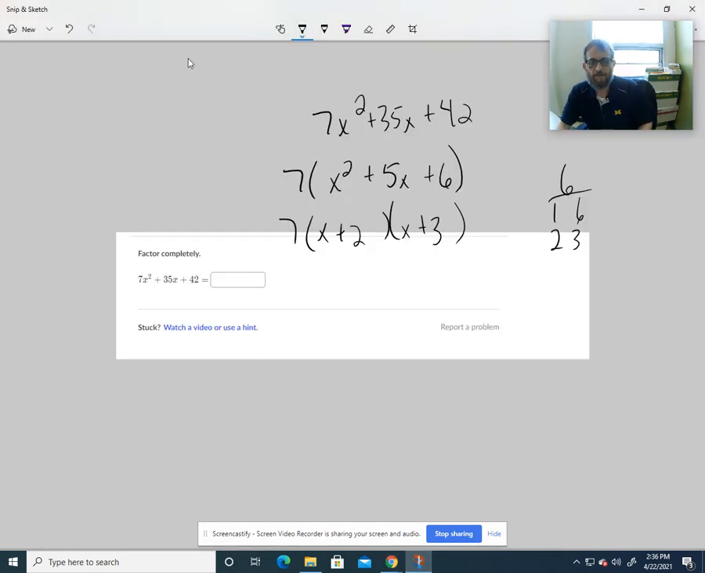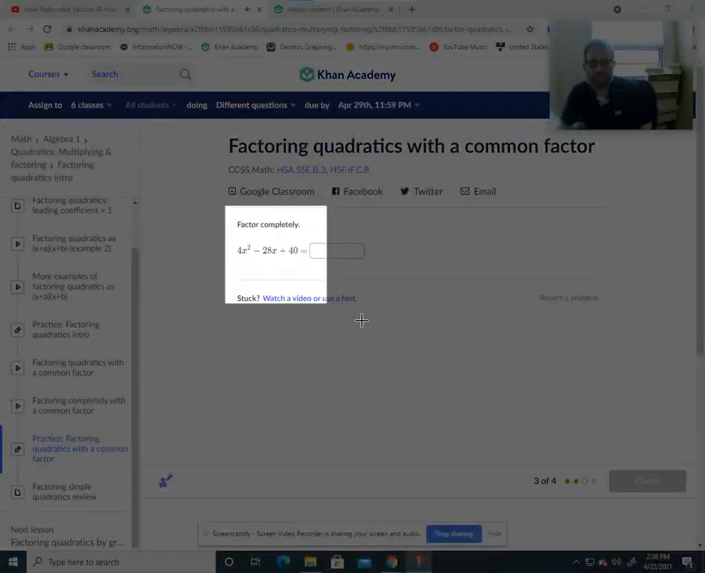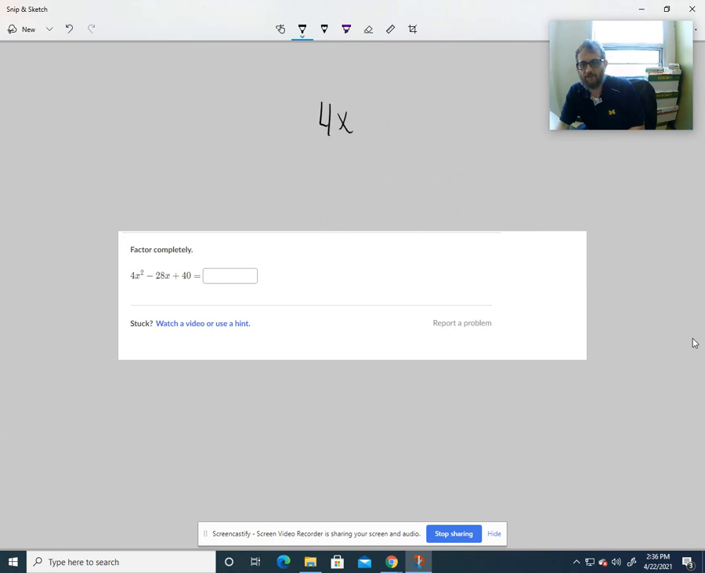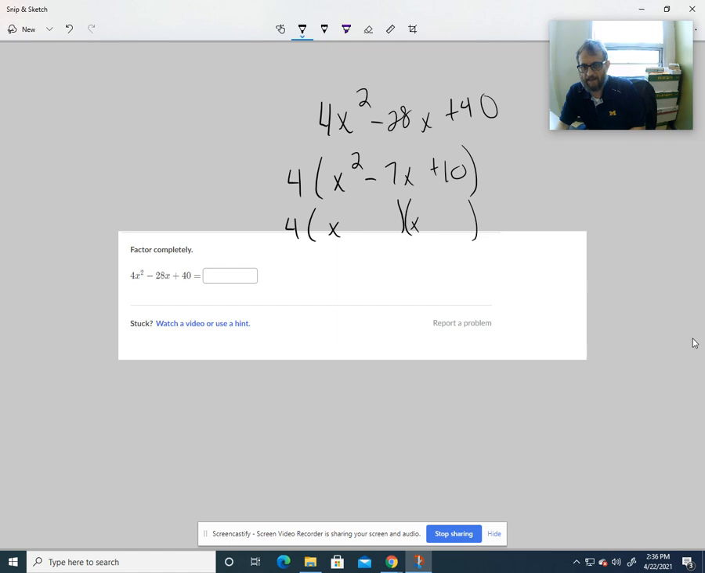Next one. Again, the pattern is now starting to set in, and you kind of understand what they're expecting. We have 4x squared minus 28x plus 40. They're all divisible by 4. So that's x squared minus 7x plus 10. So we're dealing with x and x. Now, we're multiplying to get a positive, but we're adding to get a negative. Well, the only way that can happen is if they're both negative.